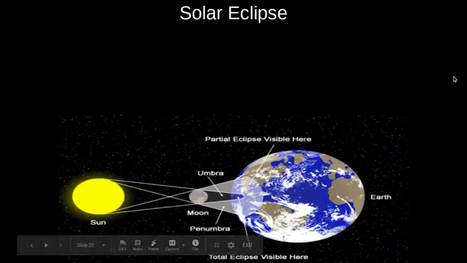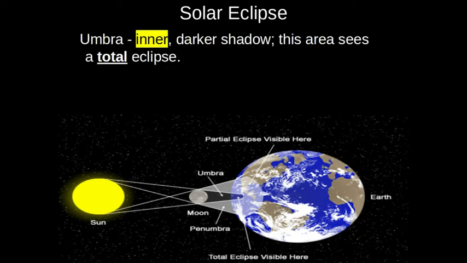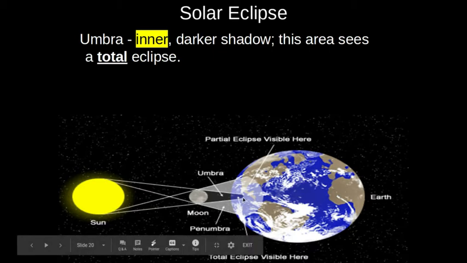All right. So there's actually two different types of solar eclipses. There is a total solar eclipse where the whole sun gets blocked out. Then there's just a partial solar eclipse where only a portion of the sun gets blocked out. So for you to see a total solar eclipse, you have to be within what's called the umbra, or the inner darker shadow that the moon casts on the earth during an eclipse. So you got to be in this little window over here.